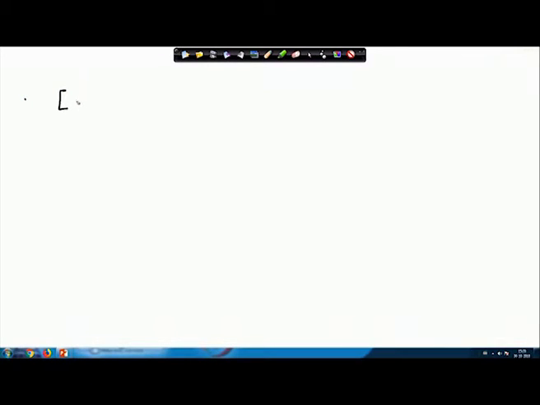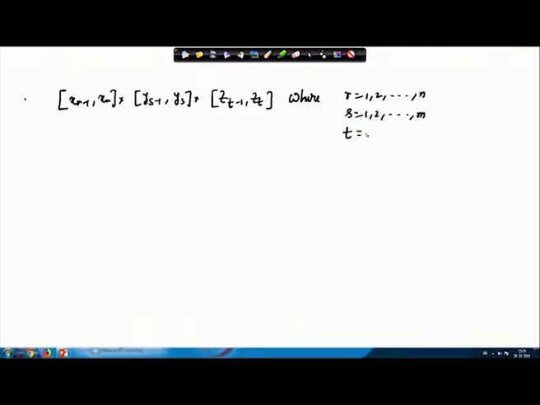subrectangular parallelepiped xr minus 1 to xr times ys minus 1 to ys times zt minus 1 to zt, where r running from 1 to n, s running from 1 to m, and t running from 1 to p. So, this is the number of rectangular parallelepipeds into which this partition P divides the interval actually.